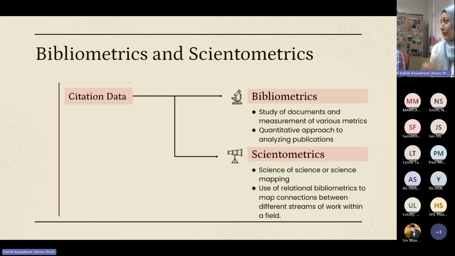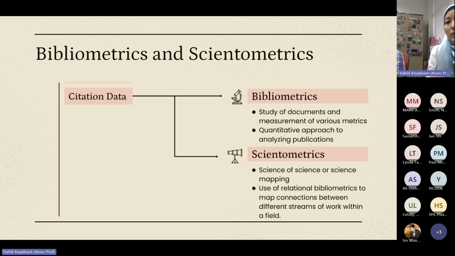So for those who attended his previous talk, obviously this is not a mystery, but just for completeness, the idea is that we can look at citation data and analyze it quantitatively, and it is part of a larger field of study, bibliometrics, which studies documents and measurements of various metrics. And one of the key methods is the quantitative approach to analyzing publications.